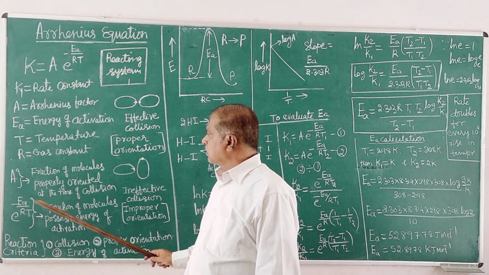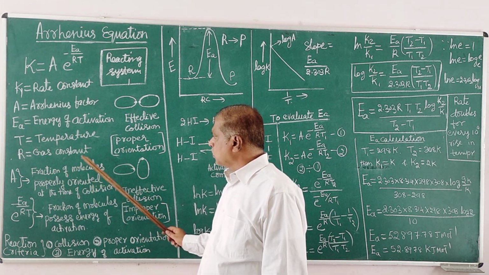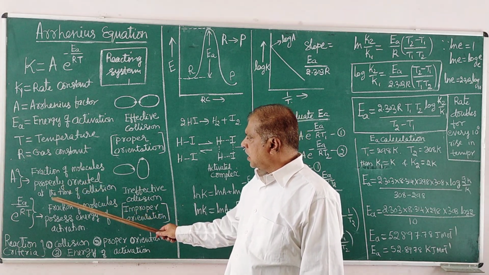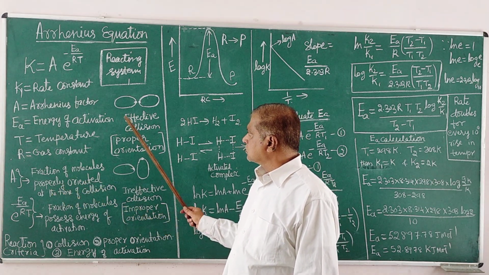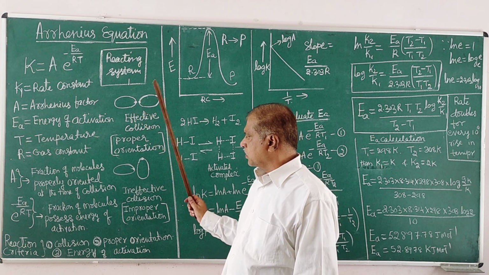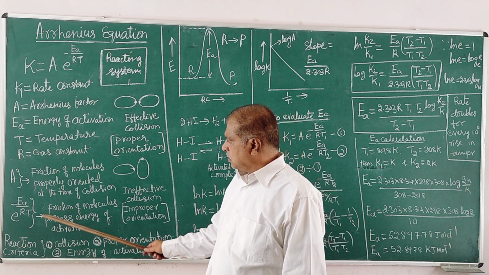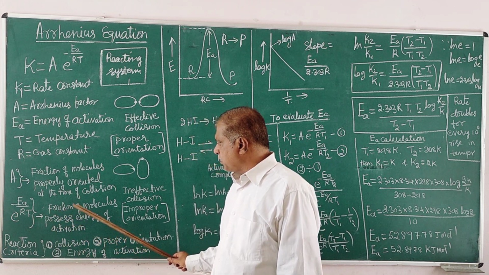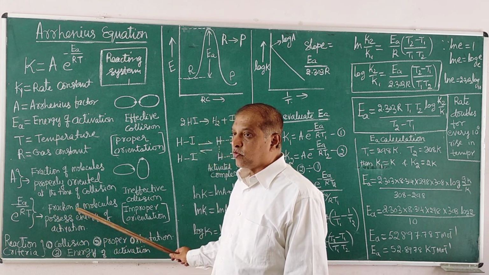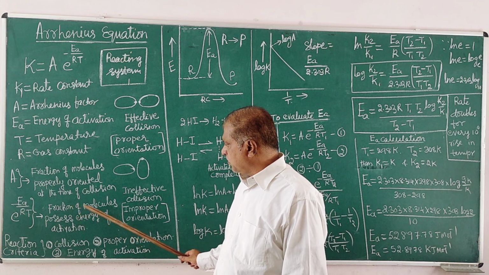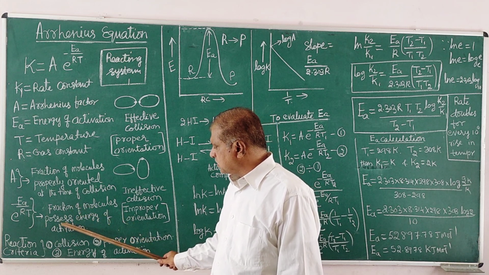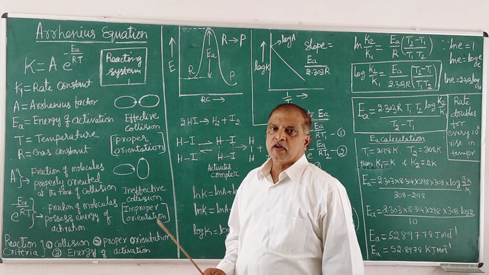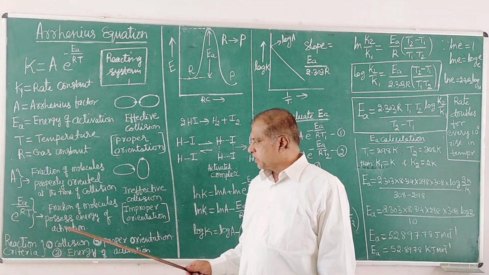The Arrhenius factor stands for the fraction of the molecules which are properly oriented at the time of collision. Let us go into detail afterwards. The exponential factor stands for the fraction of the molecules, that is, the fraction out of 1 mole, which possess the energy of activation for the reaction.